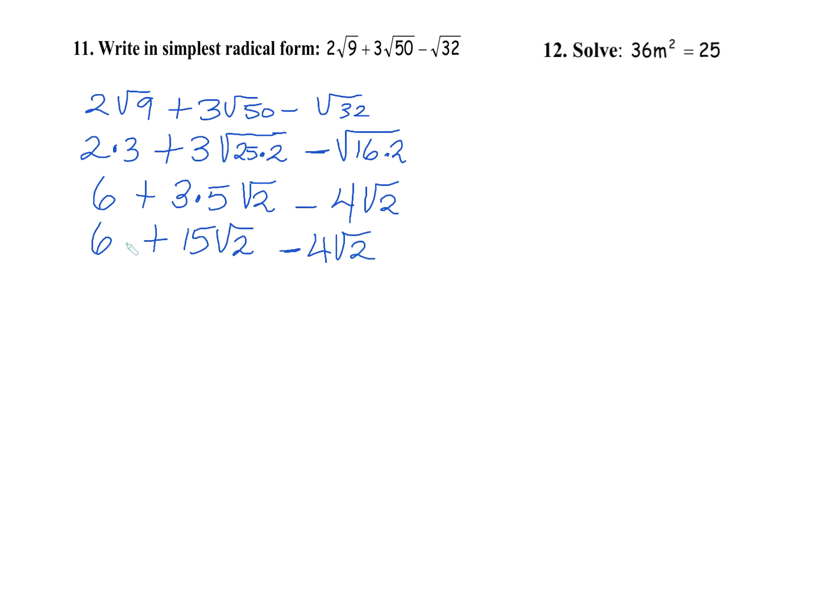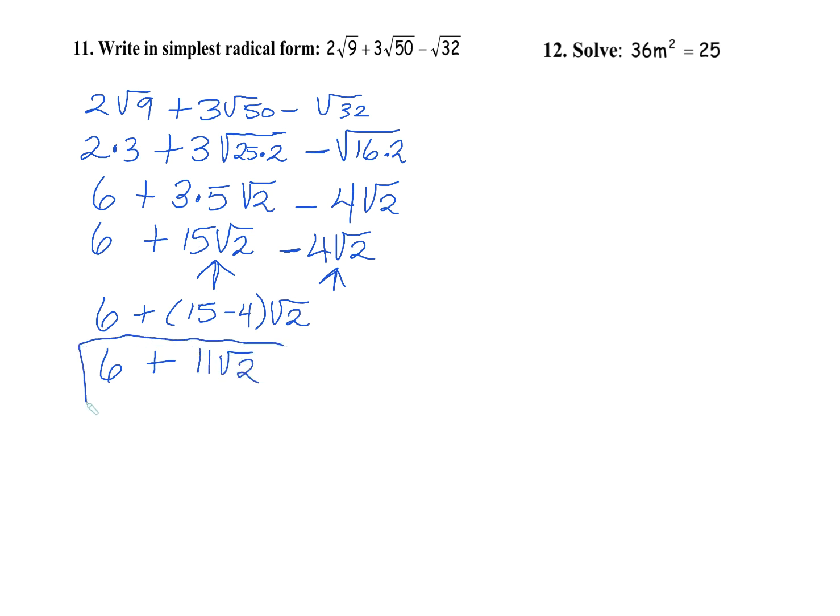Now on the final, please don't leave your answer like this. Always look to see if you can combine like terms, and your like terms are the 15 square root 2 and the minus 4 square root 2. Now we can combine those. Now when you combine, you're only combining the coefficients that are in front. So here it would be the 15 minus the 4, and you're going to keep the square root 2. So that will be 6 plus 15 minus 4 is 11 square root 2.